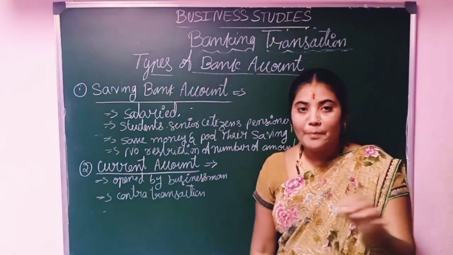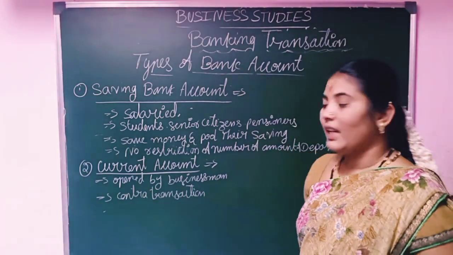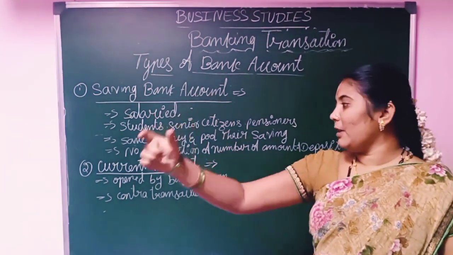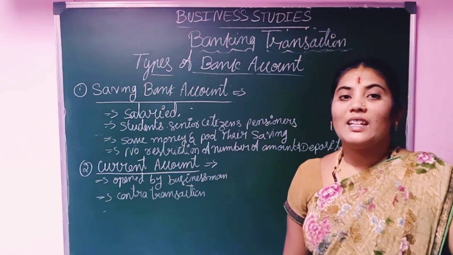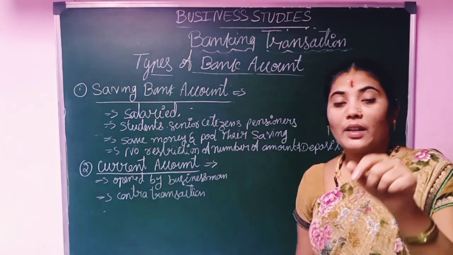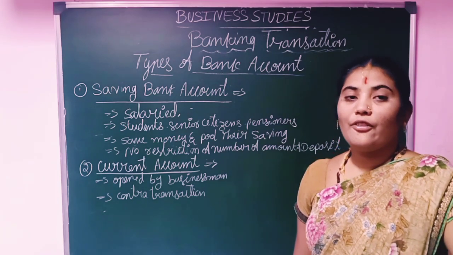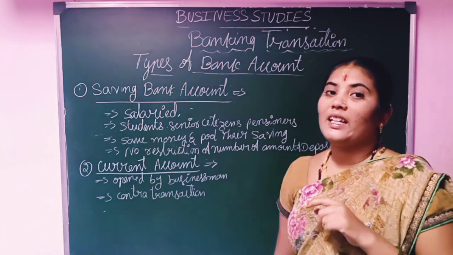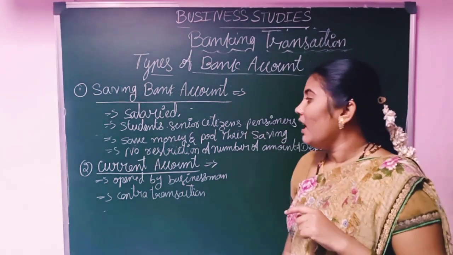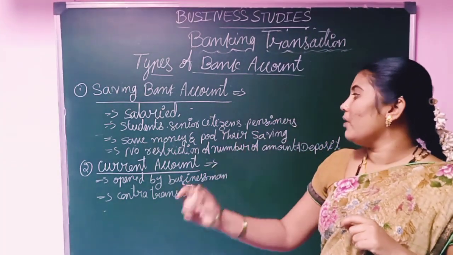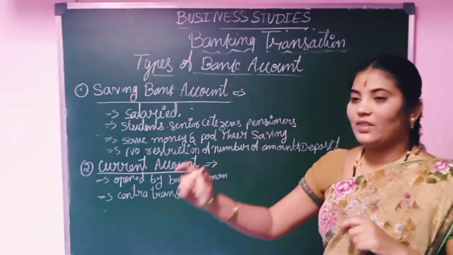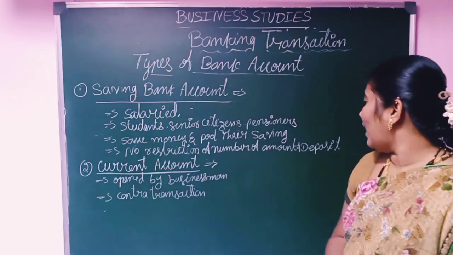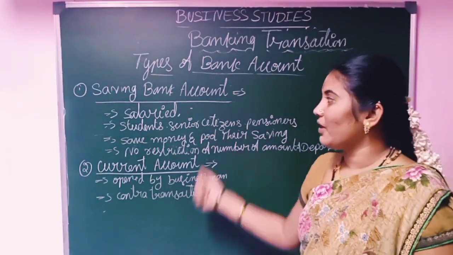Sometimes they ask to differentiate between the savings bank account and the current account. You should write the savings account in one part and the current account in another part. Savings account is opened by salaried persons who get regular payment, for example students, senior citizens, and pensioners. It makes us save money and pool our savings. Then there is no restriction on the number of deposits. You should write all these points for the savings bank account.